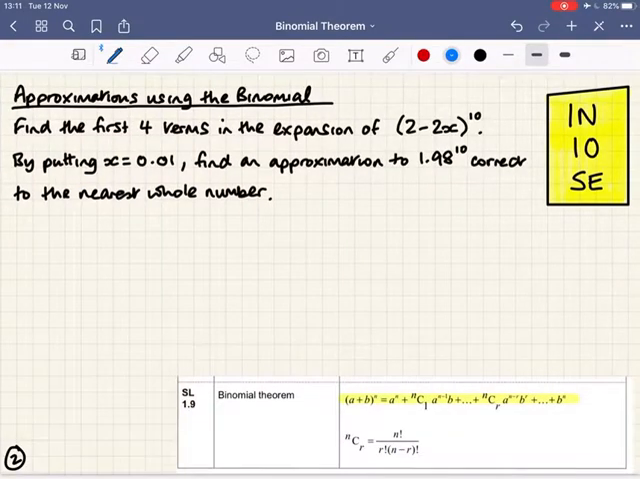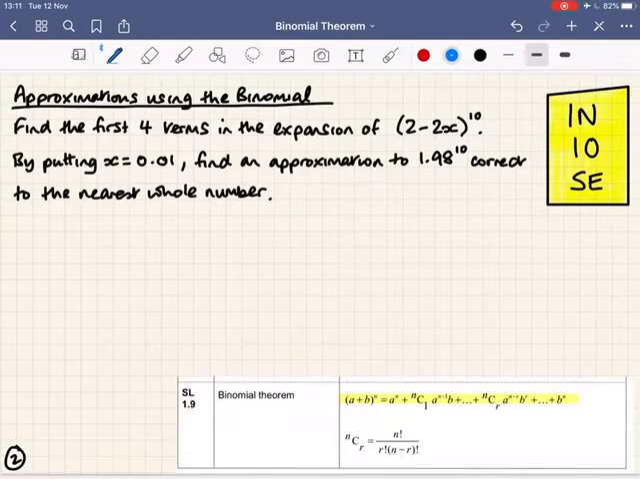This time it says find the first four terms in the expansion of 2 minus 2x to the 10, and it says this time put x equals 0.01 to find an approximation to 1.98 to the power of 10 correct to the nearest whole number. So this is a little bit more difficult because the numbers are more tricky, but let's first of all write down the first four terms in the expansion.